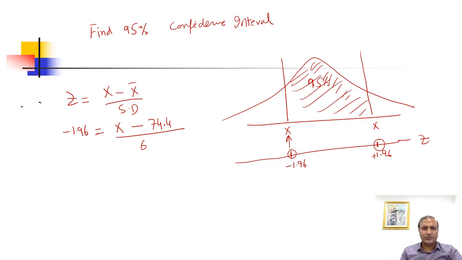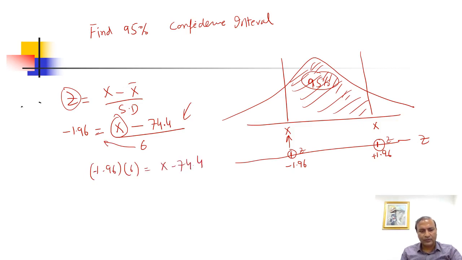So this is the reverse process. Usually we find z, but here we are trying to find x. So from probability we find the z values and then we find the x value. So how do we find the x value now? I can just simplify it. I take this on this side. So 1.96 into 6 is equal to x minus 74.4.